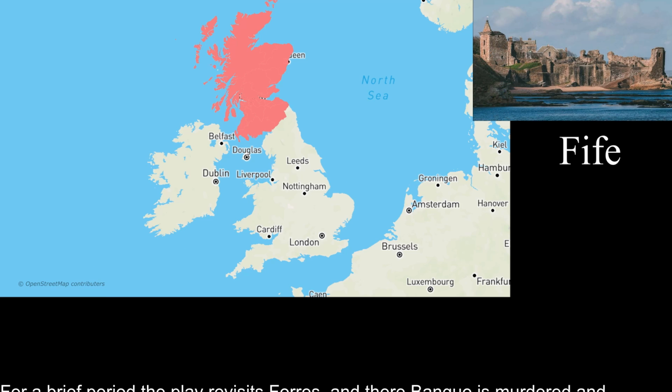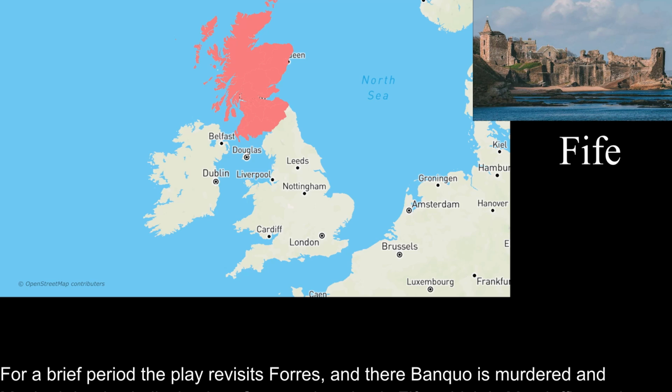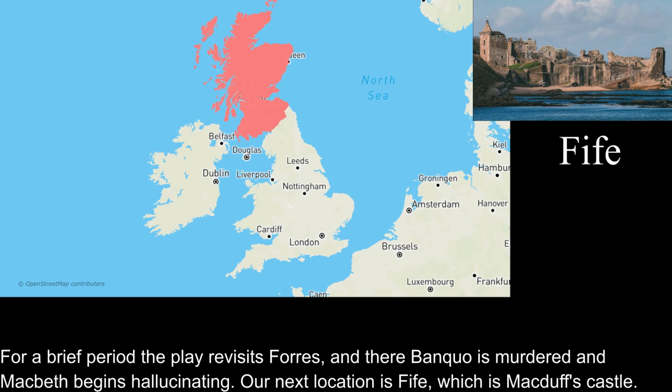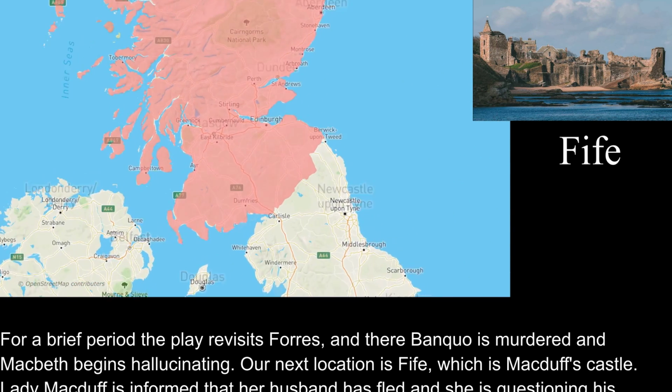For a brief period, the play revisits Forres, and there Banquo is murdered and Macbeth begins hallucinating. Our next location is Fife, which is Macduff's castle.